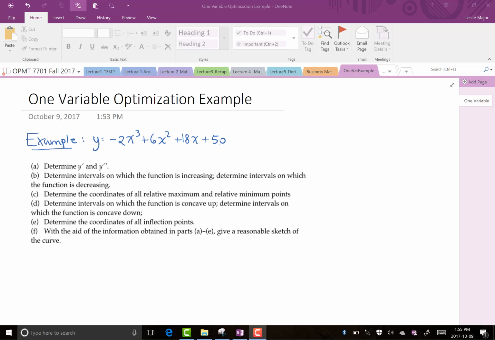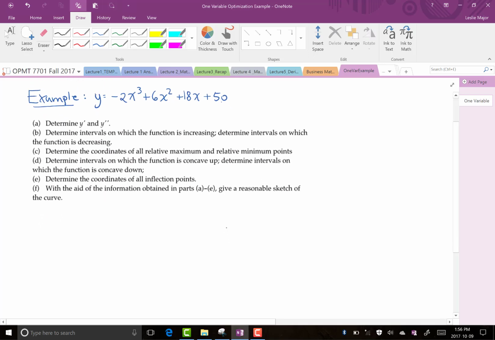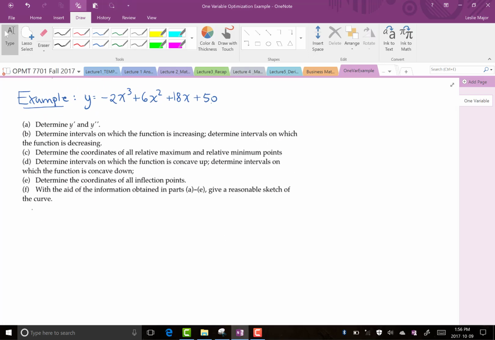To show you how to do a one variable optimization example where y is minus 2x cubed plus 6x squared plus 18x plus 50. And we're going to first find y prime and y double prime, then determine the intervals on which y is increasing and decreasing, and then where the max and min are, and then where it's concave up, concave down, and the inflection points, and then we're going to use all of that to sketch the function. So let's start with y prime and y double prime.